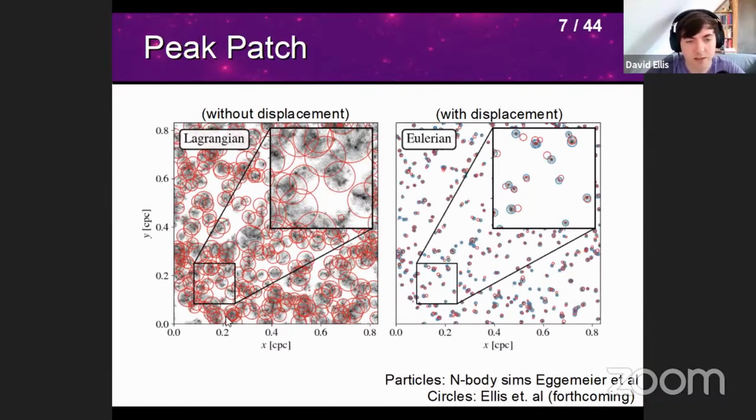What we can see though on the left hand side is that in the Lagrangian space, in terms of the initial density field itself, peak patch works a lot better. We can see that there's an almost one-to-one agreement with where these particles, in these blue regions, when we backtrack them to their initial positions, peak patch knows almost exactly where most of these are.